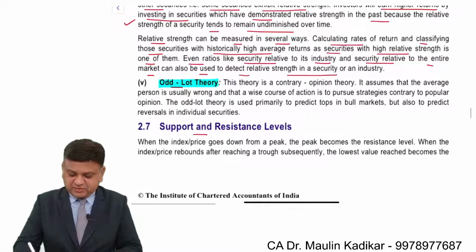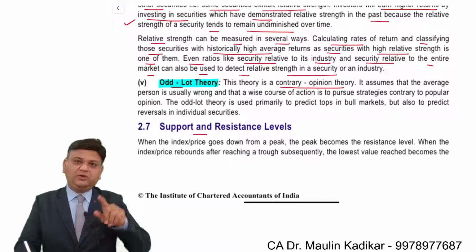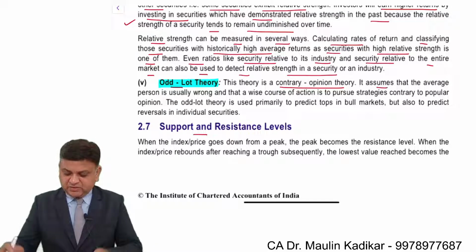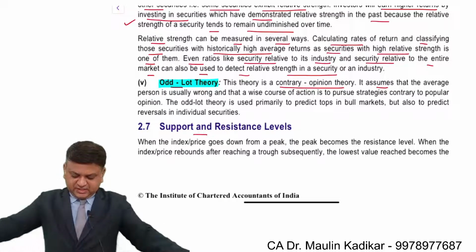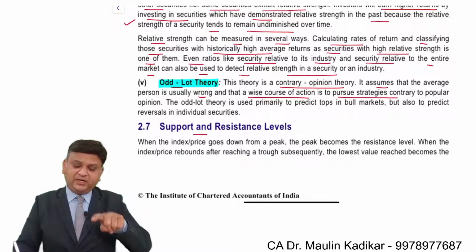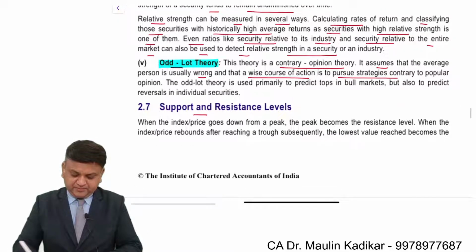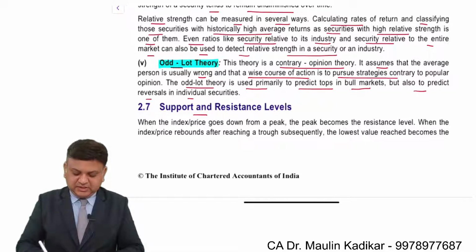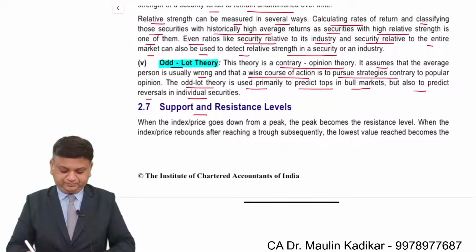This theory is the contrary opinion theory. Okay, contrary opinion means opposite opinion. Whatever they do, do the reverse of that. It assumes that the average person is usually wrong, and that a wise course of action is to adopt a strategy contrary to, opposite of, the popular opinion. The odd lot theory is used primarily to predict the tops in a bull market, but also to predict reversals in individual securities.